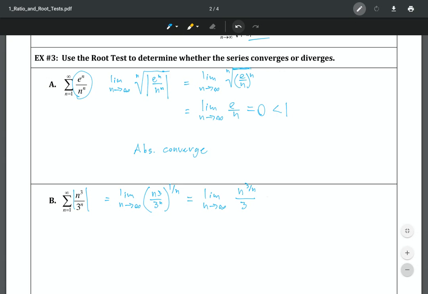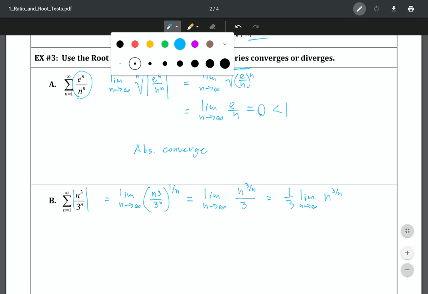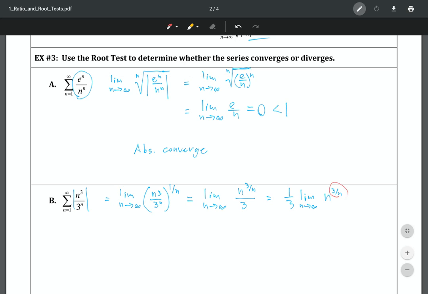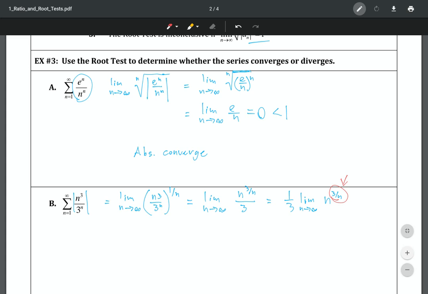First step is I can take the 1/3 out. And now my job is to find out what this would be equal to. Now, on this one, you got to think about it a little bit. If I take this limit to infinity, the power up here will approach 0. So therefore, I would have n to the 0 power, which would be 1.